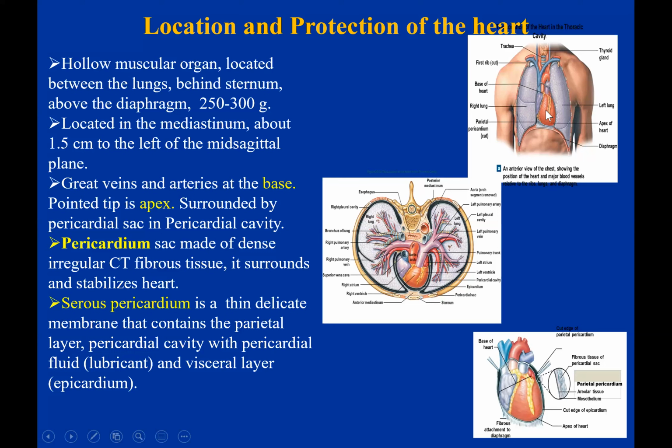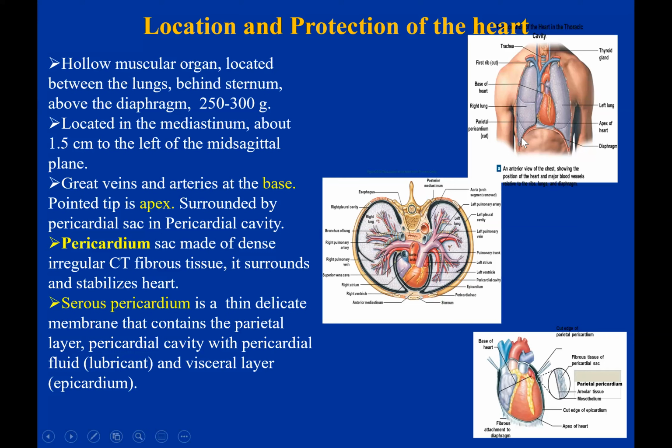In order to reduce the friction, it is protected in its own cavity called the pericardium. There is a lubricant outside the heart in the pericardial cavity, so when it beats, there is no friction. We'll study the same in the lungs when we study the respiratory system. The heart is a muscle. It's a hollow muscular organ located between the lungs, behind the sternum, and it's about 250 to 300 grams. It is slightly shifted to the left.